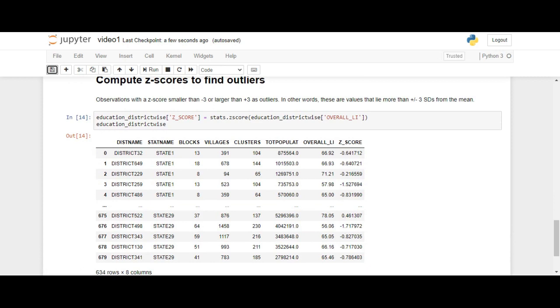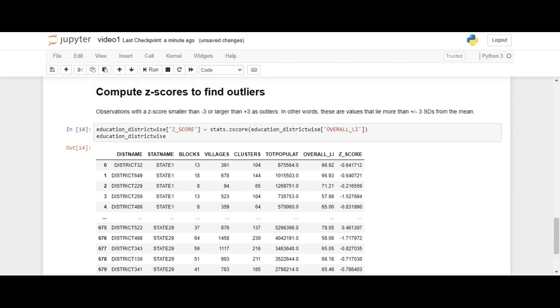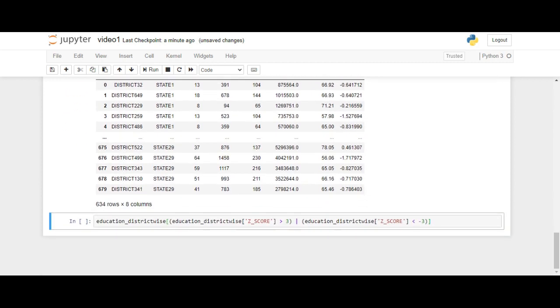So to find outliers in our data, first we create a new column called z-score that includes the z-score for each district literacy rate in our data set. And then we compute the z-scores with a function called stats.zscore. Now we write some code to identify outliers, or districts with z-scores that are greater than or less than 3 standard deviations from the mean. We use the same relational operators, greater than, less than, and the bitwise operator OR.